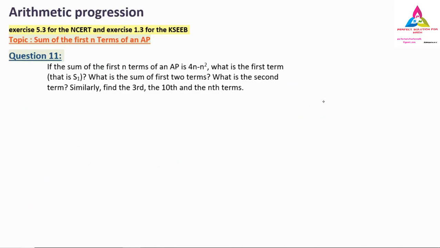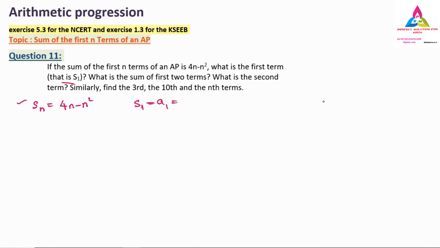Here while solving, first we have to take Sn is equal to 4n minus n square, because the sum of the first n terms is given. And they have told you to find the first term. S1 or A1, both are equal. So S1 is equal to A1, they have told you to find. So we have to find now. What you have to do? In S1 we have to find.